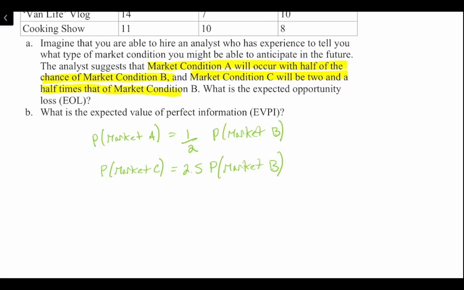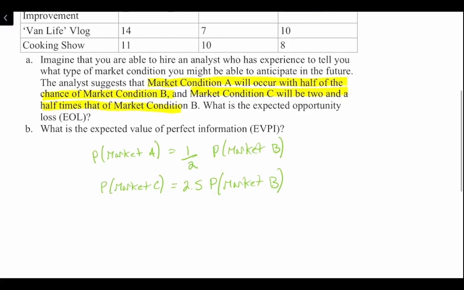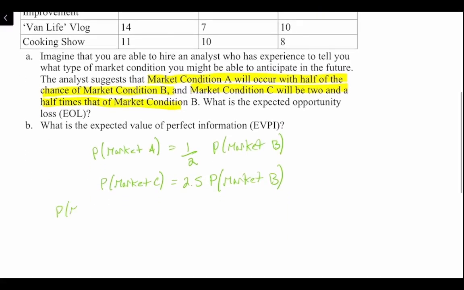Right? What we know for sure is that one of these three states of nature, so either market condition A, market condition B, or market condition C, is going to occur. So what does that mean? That means that the probability of market A plus the probability of market B plus the probability of market C is equal to 1, right? One of those three events is going to happen. We just need to figure out what that is equal to.